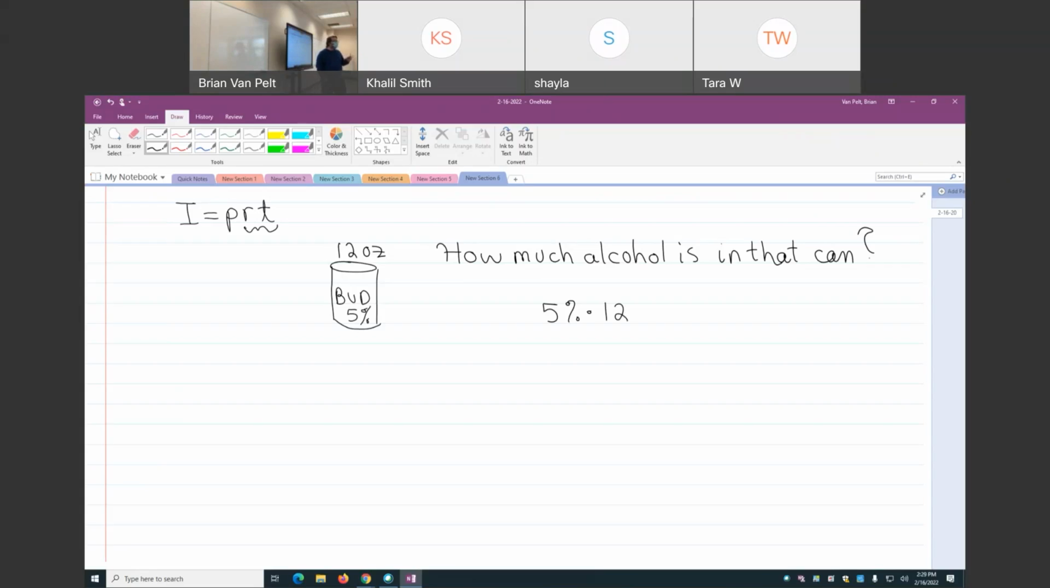It's multiplication. Because the alcohol, think about this. The amount of alcohol, I'm going to write this down separately. The amount of alcohol is 5% of 12 ounces.